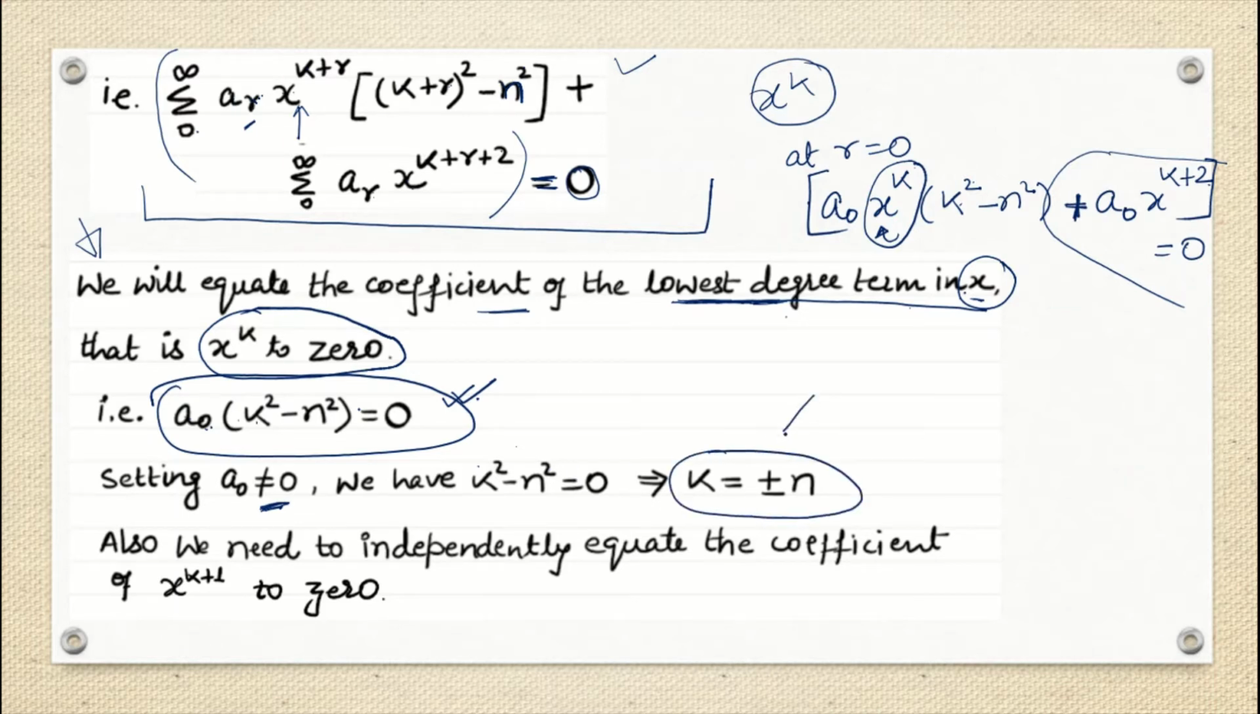This is a very important result from my first degree term, that k is plus minus n, because using this value of k, plus n and minus n, finally I'm going to get the answer of y. I'm going to get the answer of the Bessel equation. Now, what is the next term? We also need to independently equate the coefficient of x to the power k plus 1 to 0, correct? Why? Because x to the power k plus 0, when r was 0, we have done our calculation. Now I'm going to pick the value of r as 1, because after 0, it is 0, 1, 2, 3, 4 till infinity.